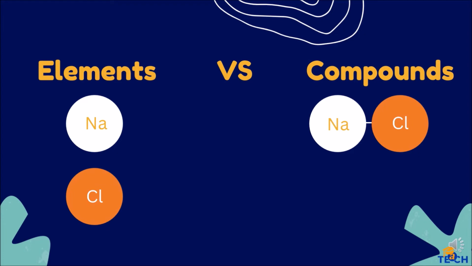However, compounds, as we said before, are a combination of two or more atoms or two or more elements. So here we can see that we've combined sodium with chlorine, and we have the thing called sodium chloride. And sodium chloride is actually, in layman's terms, salt.